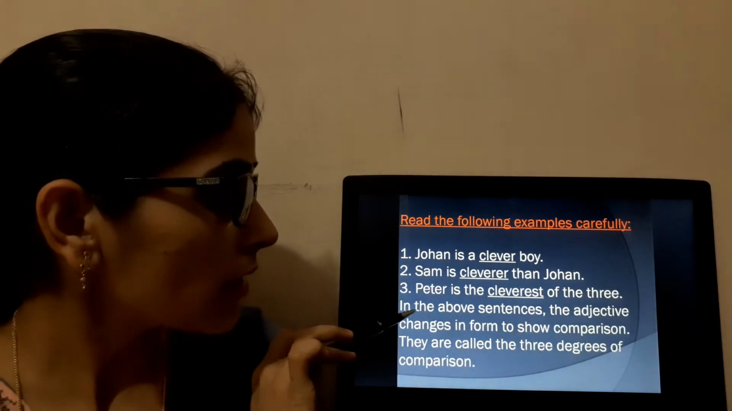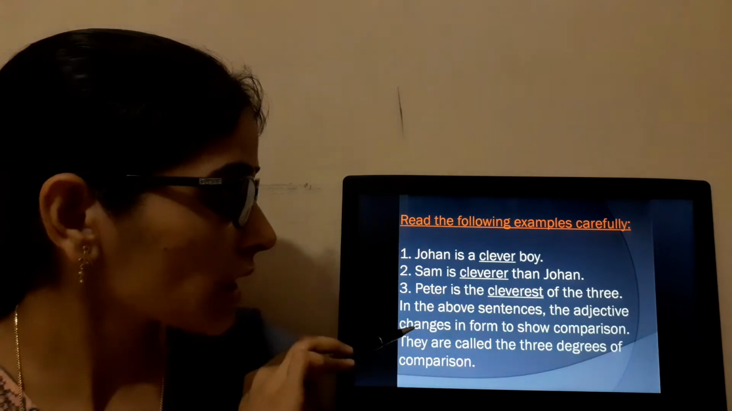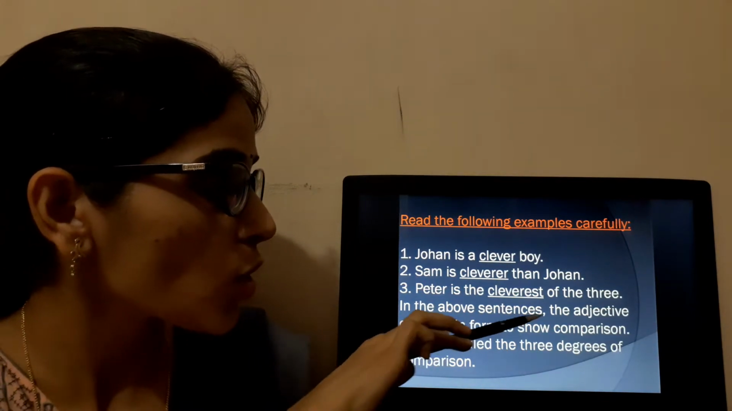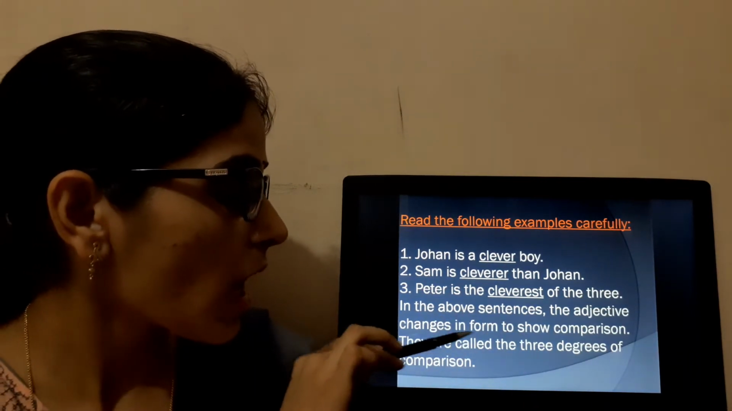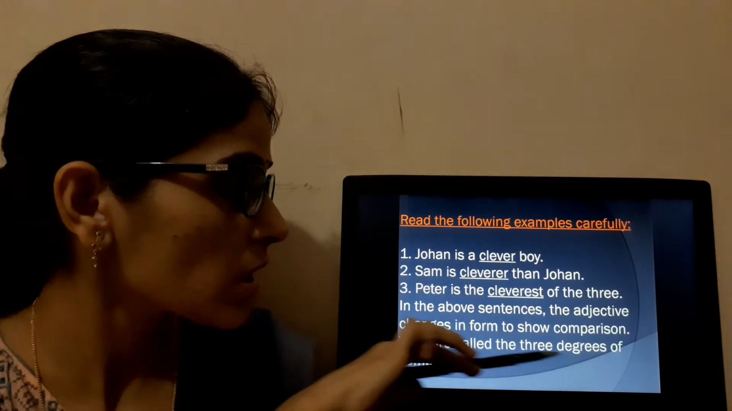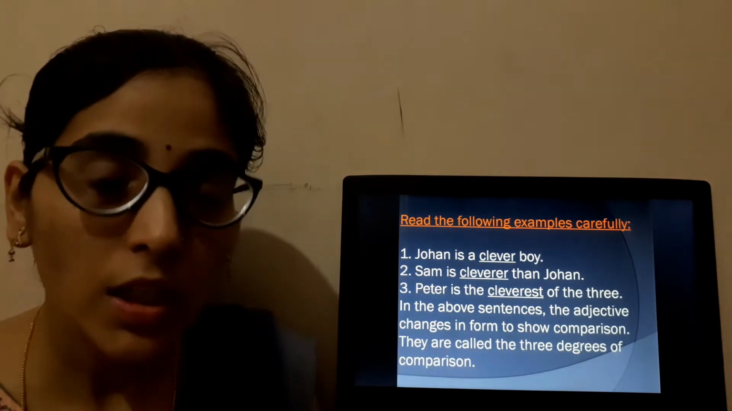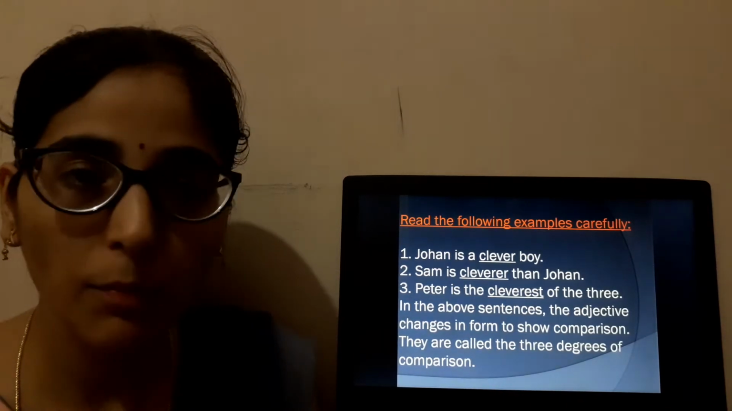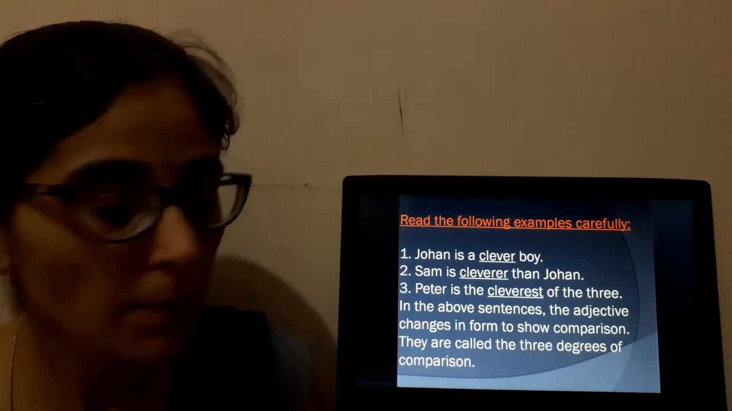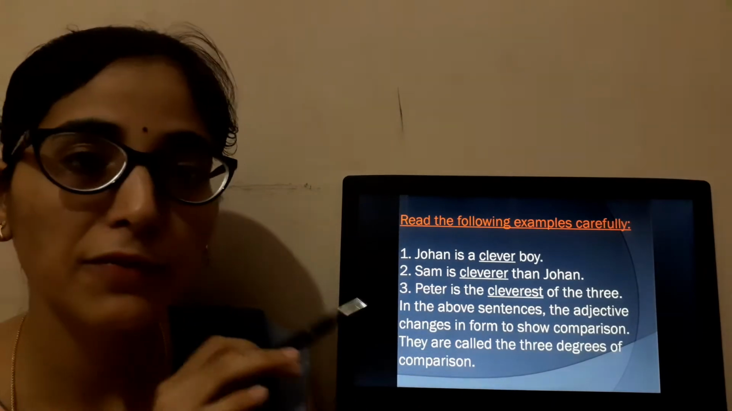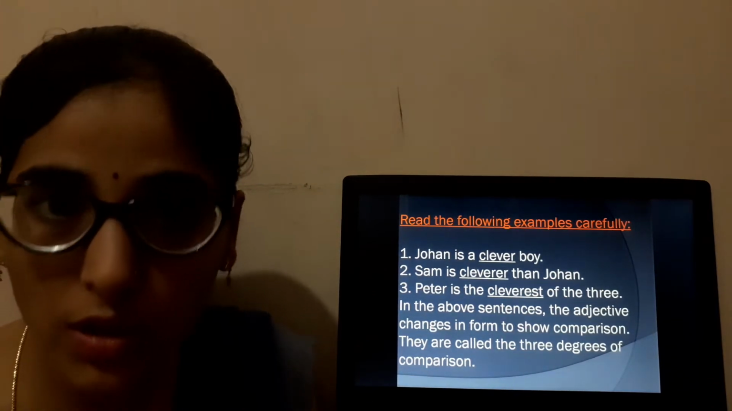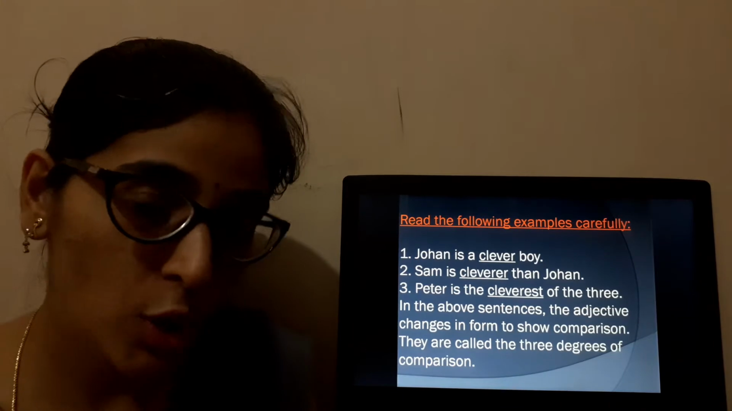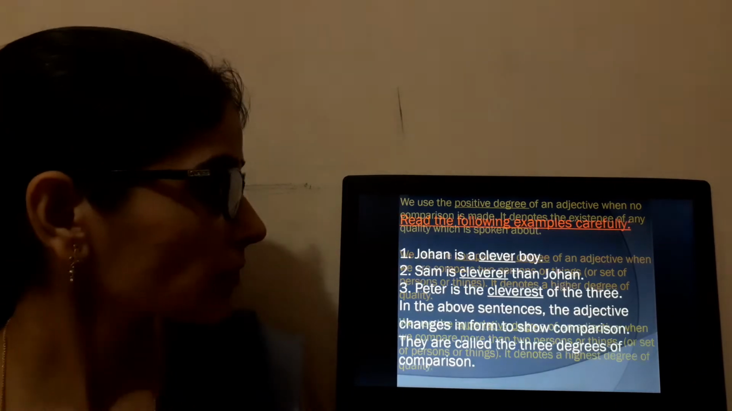Clear? In the above sentences, the adjective changes in form to show comparison. They are called the 3 degrees of comparison. Here there is a comparison between the 3. This is called a comparison of degrees. Clear? Now let us see in brief, one by one, which words are to be added to which word. Let us see in detail.